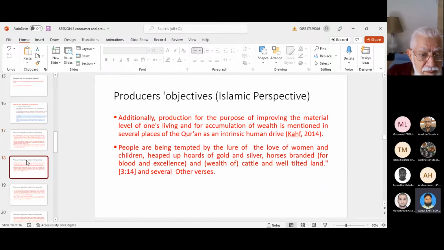Additionally, production for the purpose of improving the material level of one's living and for accumulation of wealth is mentioned in several places of the Quran as an intrinsic human drive. People are being tempted by the lure of love of women and children, heaped up hoards of gold and silver, horses branded for blood and excellence, and wealth of cattle and well-tilled land, and several other virtues.